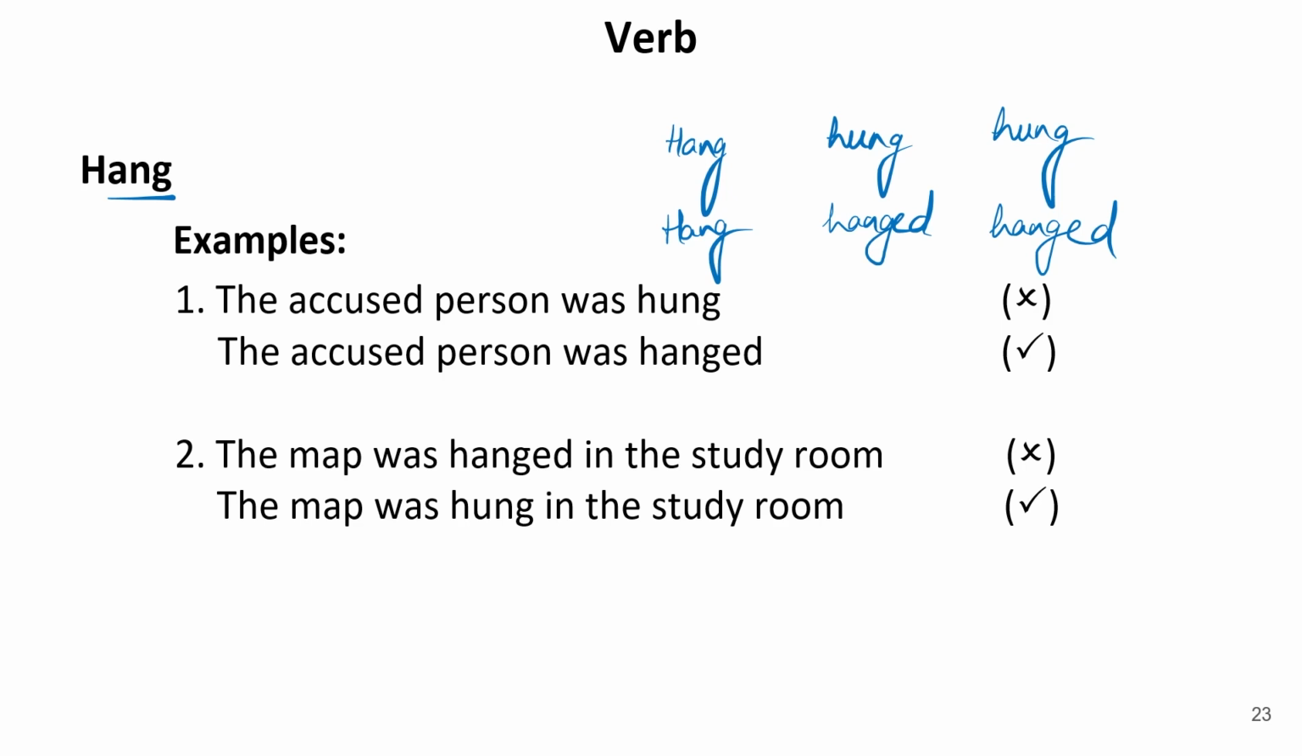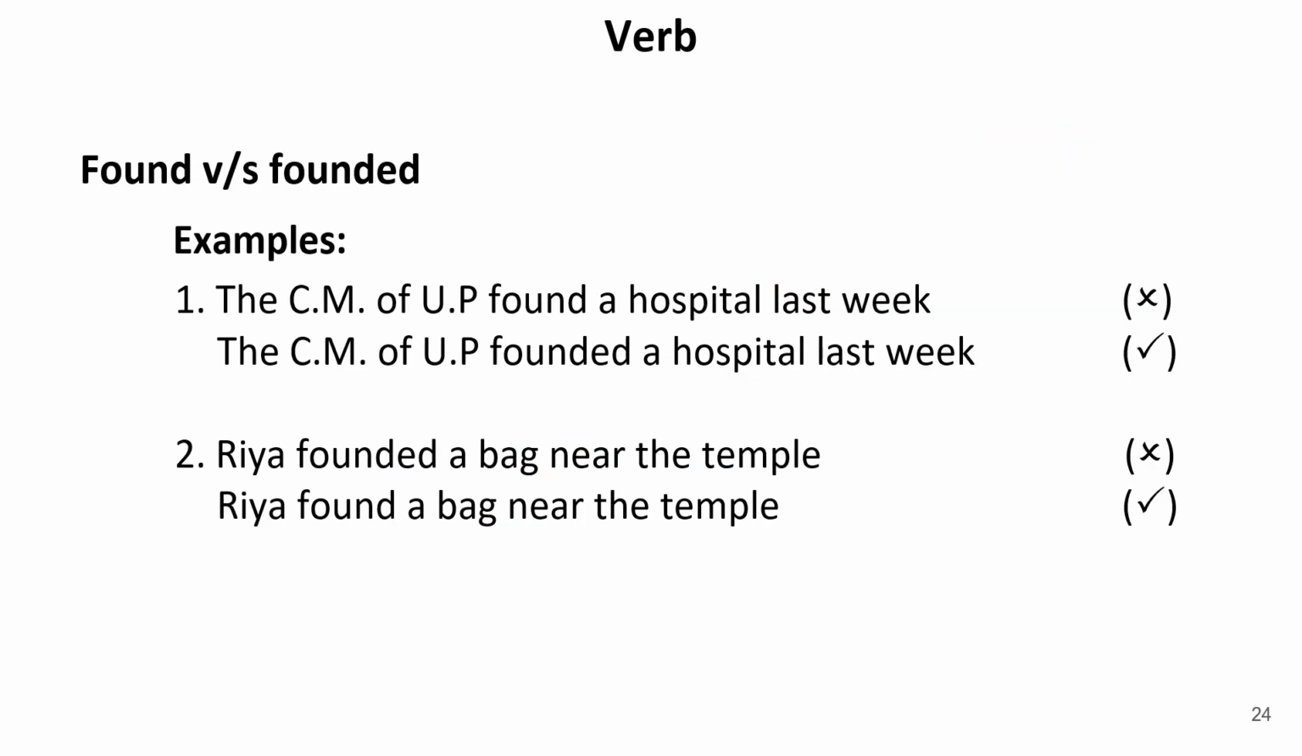So, the accused person was hung? No, because it was hanged. Hung is incorrect over here. But if I say the map was hanged in the study room, no, it was hung in the study room. So the map was hung in the study room. Here, we will not use hanged. Instead, we use hung. Now let us move to the next one.